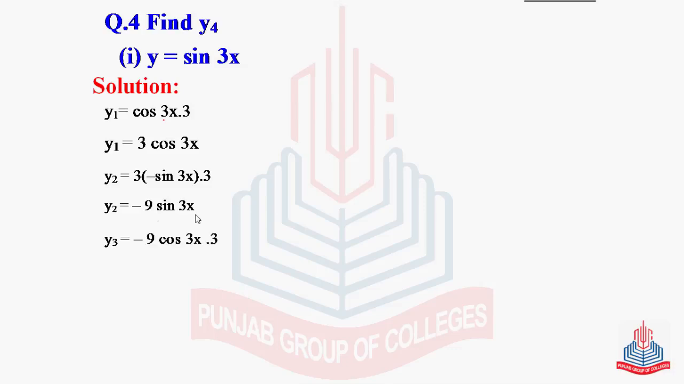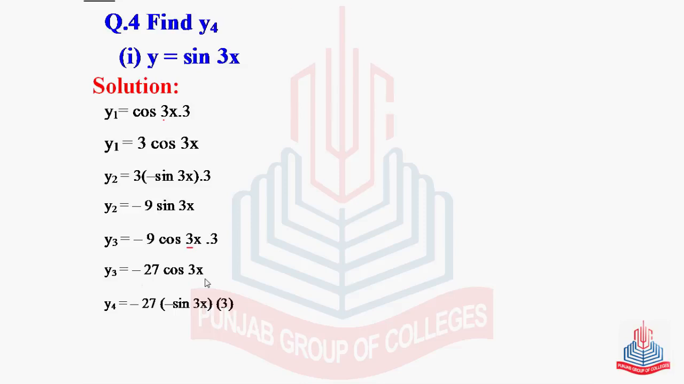Again differentiating with respect to x, this minus 9 will be as it is, the derivative of sin 3x will be cos 3x, and then the derivative of 3x will be 3. So finally the third derivative will be minus 27 cos 3x.